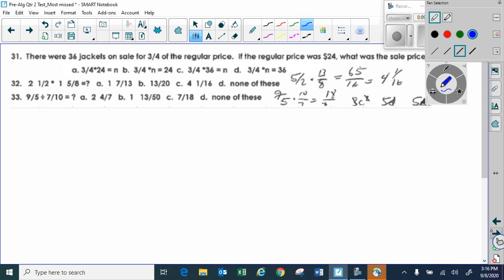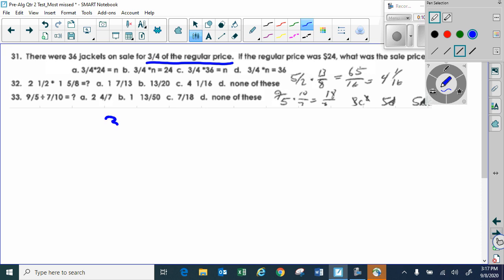There were 36 jackets on sale for 3/4 of the regular price. 3/4 of the regular price is the key. The 36 jackets, that doesn't matter when it comes to this question. If the regular price is $24, what was the sale price?